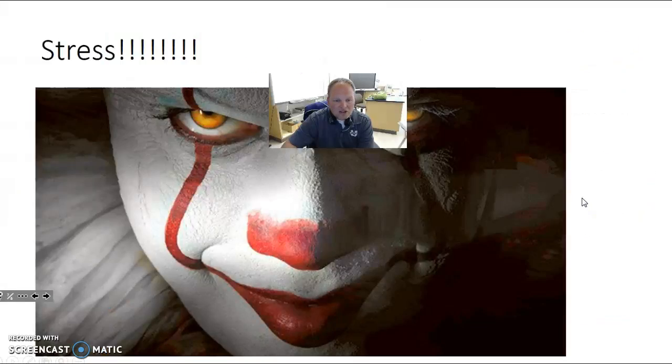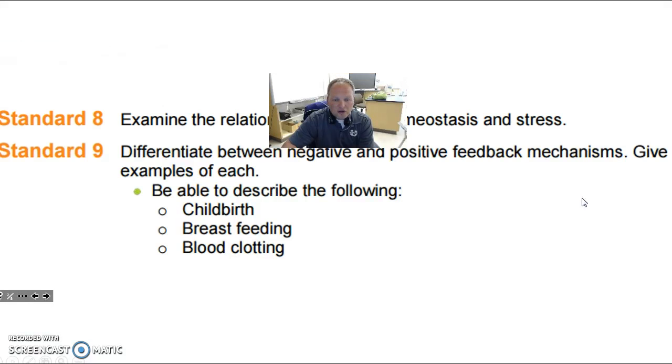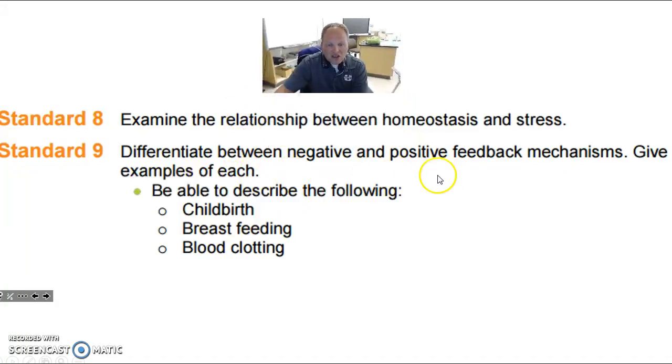So now if we go back to your questions up here, these are the things you're supposed to know in this unit. You're supposed to know the relationship between homeostasis and stress, and the difference between positive and negative feedback.